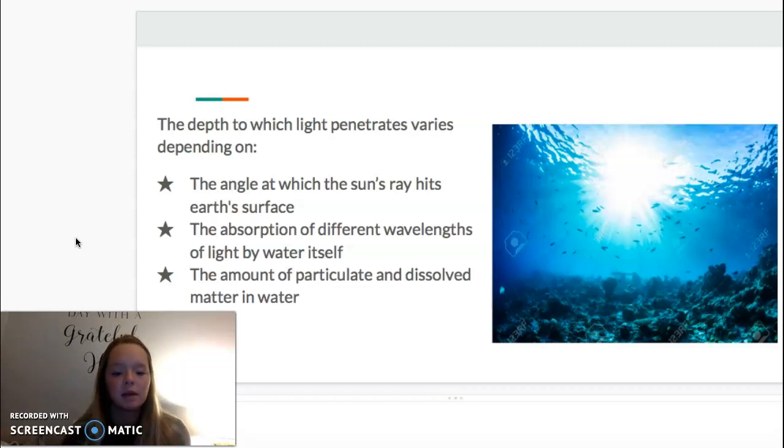The depth to which light penetrates varies depending on the angle that the sun is hitting Earth's surface, as well as the rays from the sun, the absorption of different wavelengths of light by water itself, and also the amount of particulate and dissolved matter in the water.